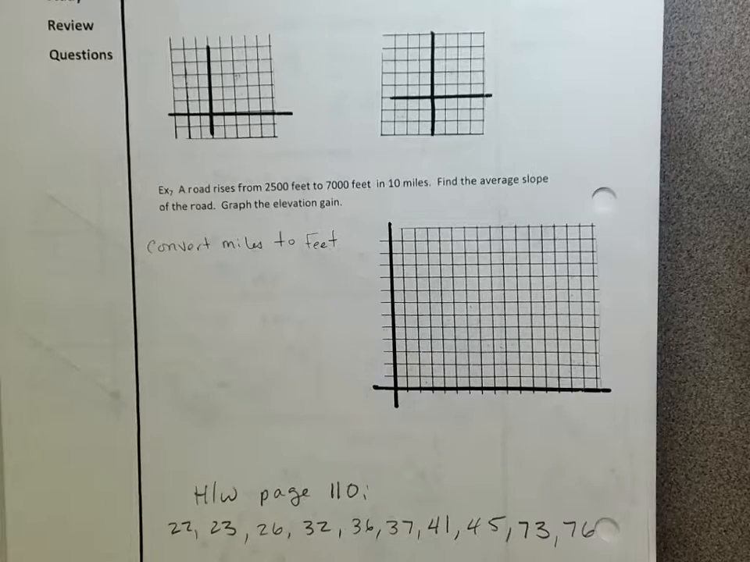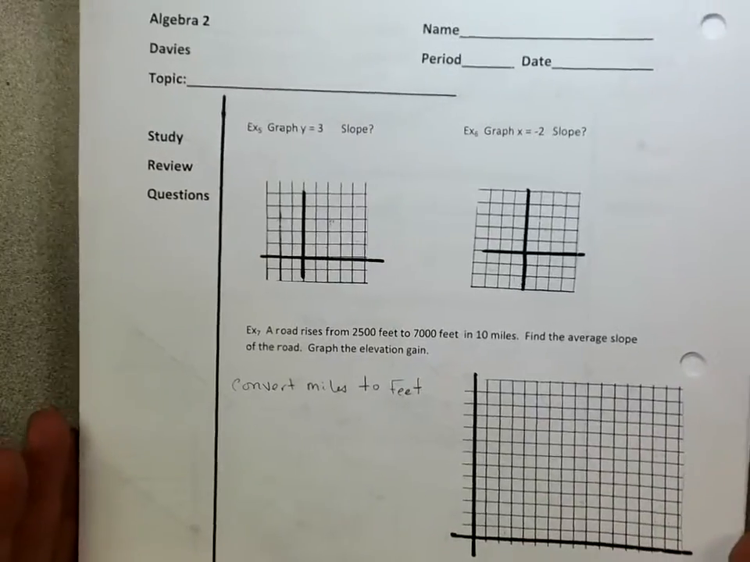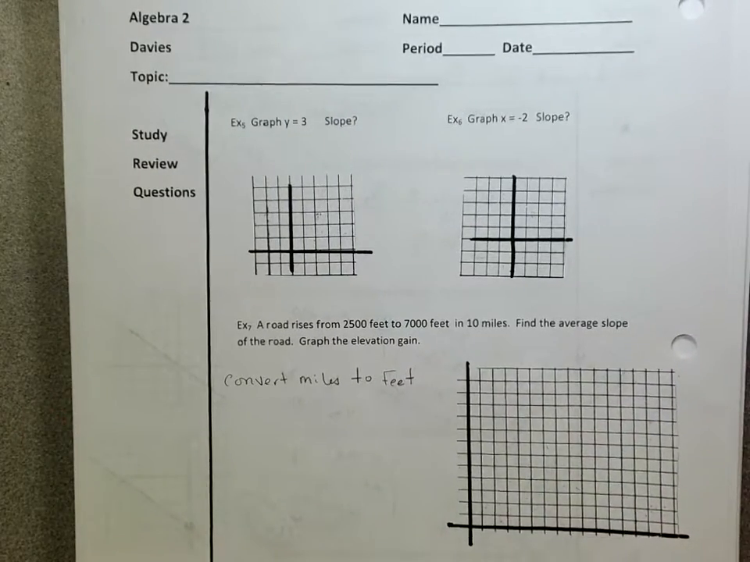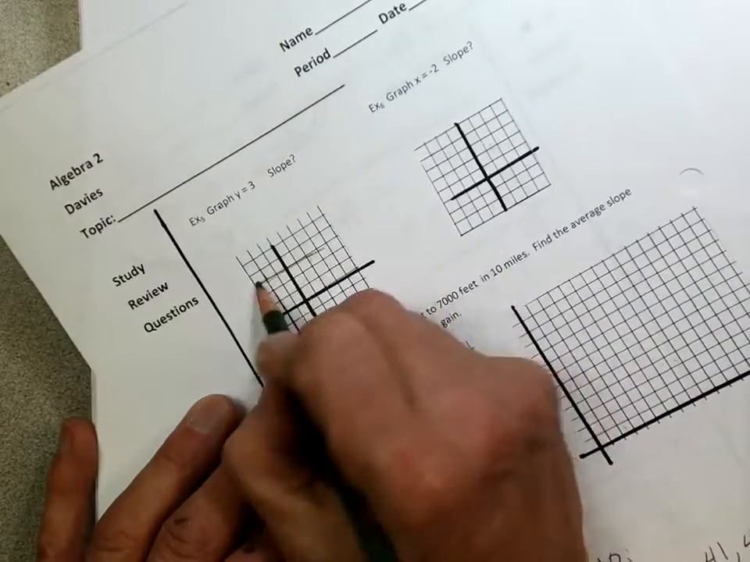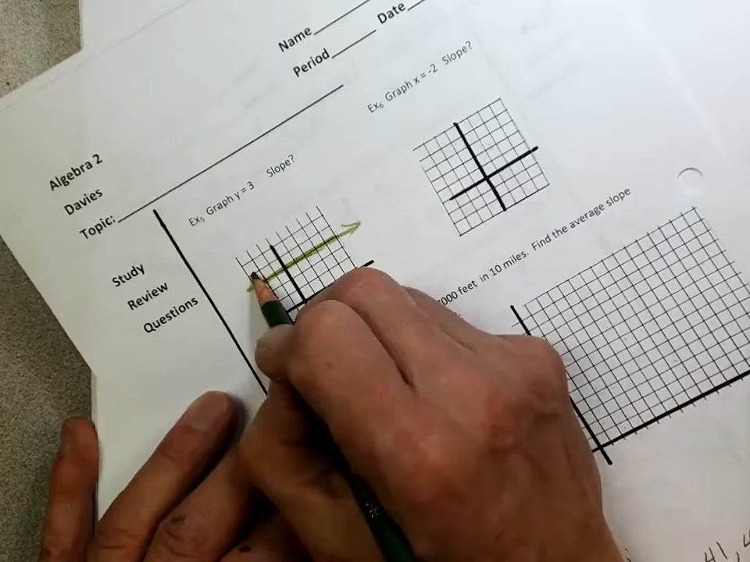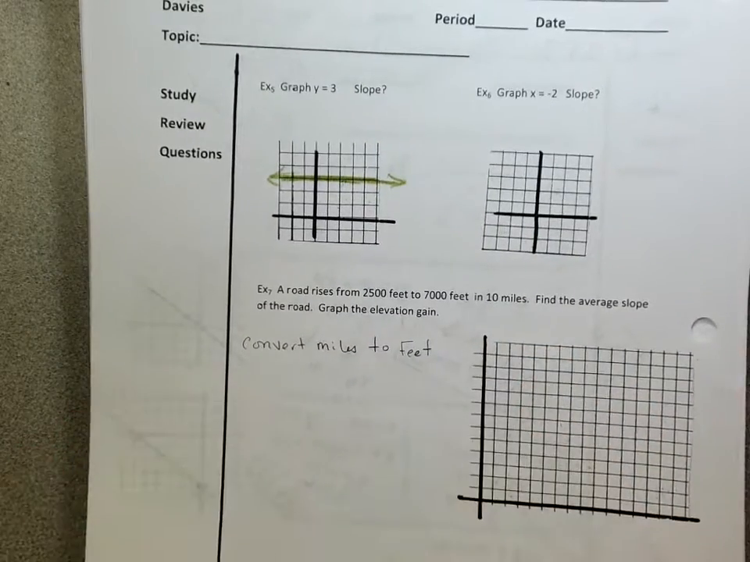Okay. All right. Example 5. Y equals 3. How do you graph that? Straight across at 3. So we'll go up to 1, 2, 3. Straight across.